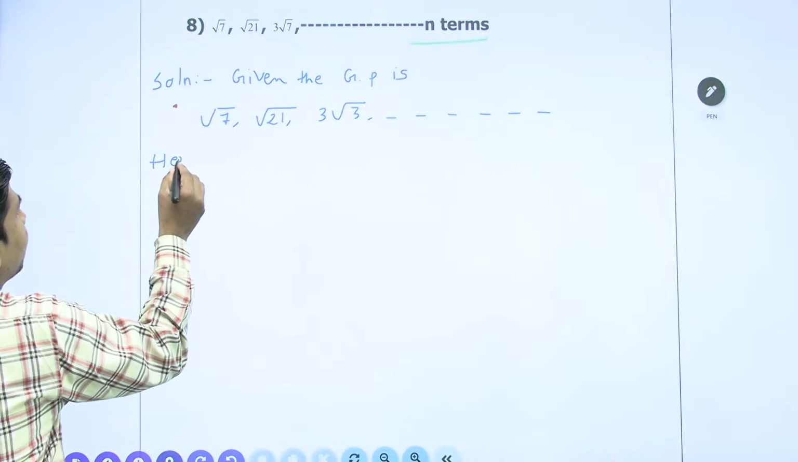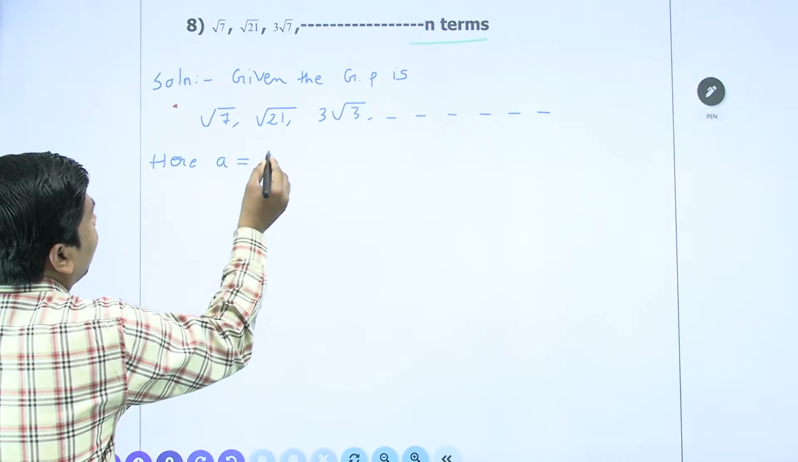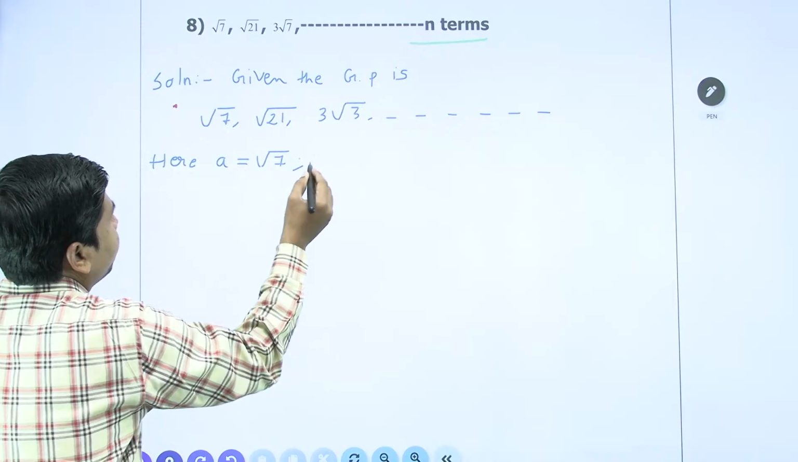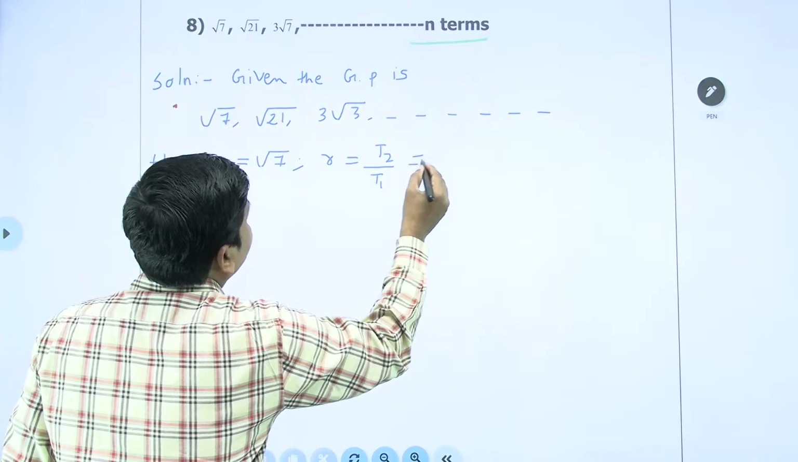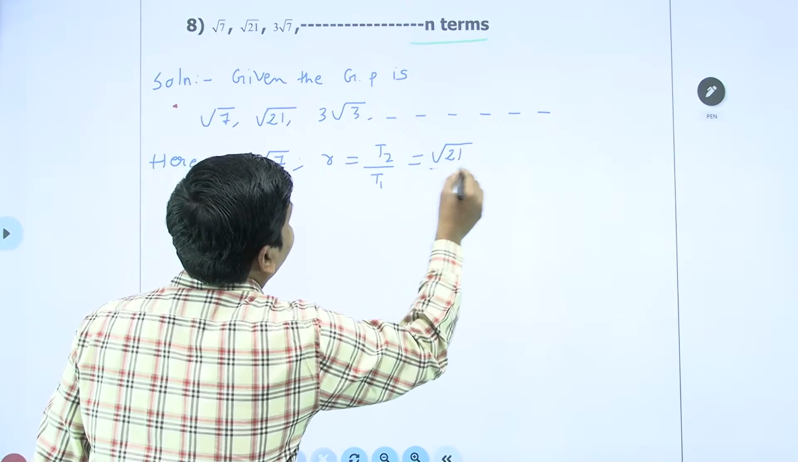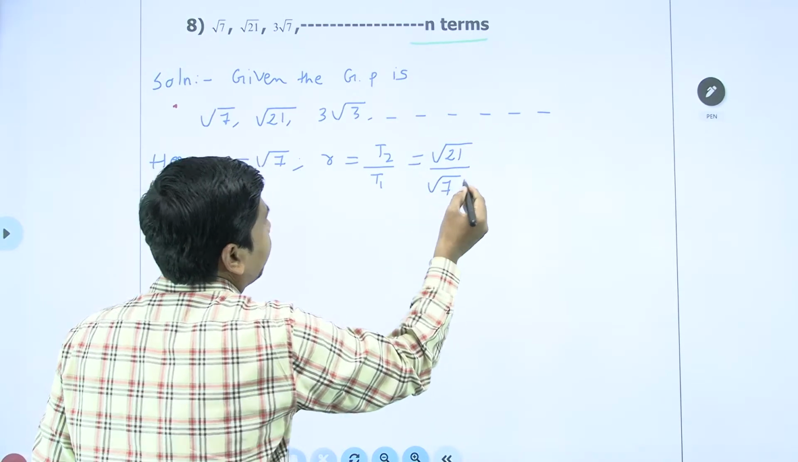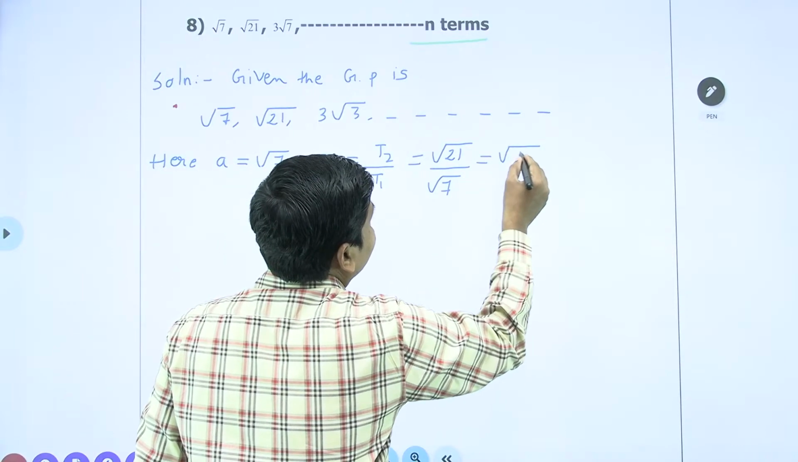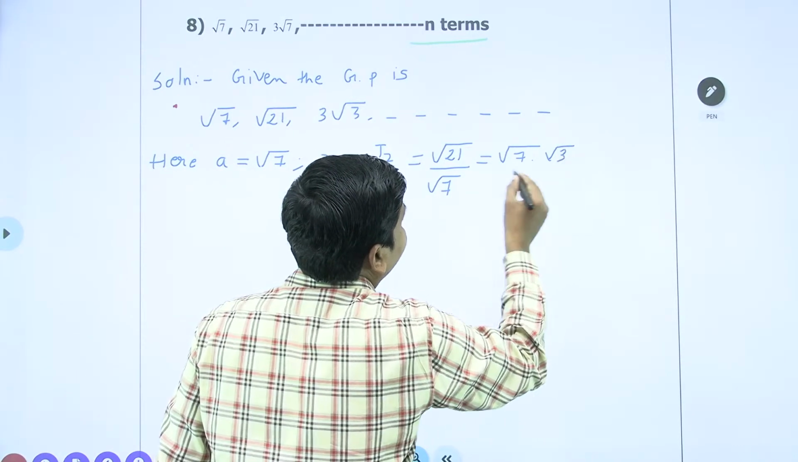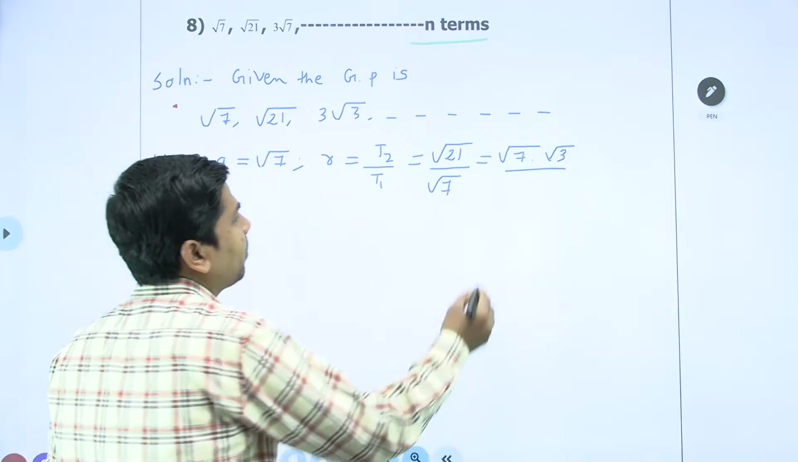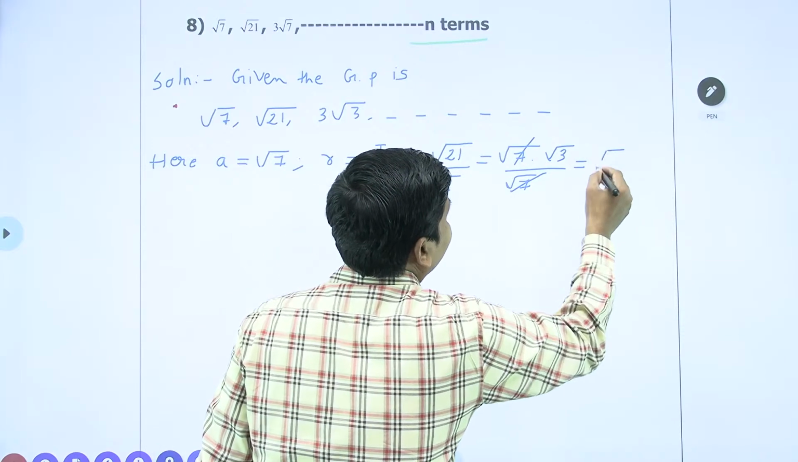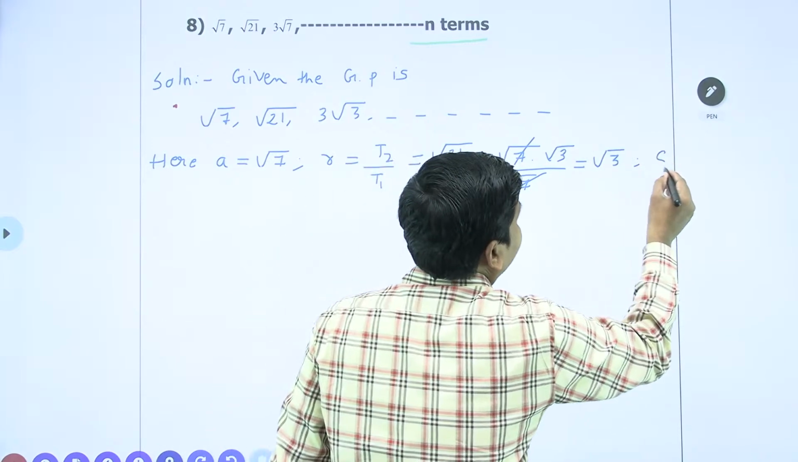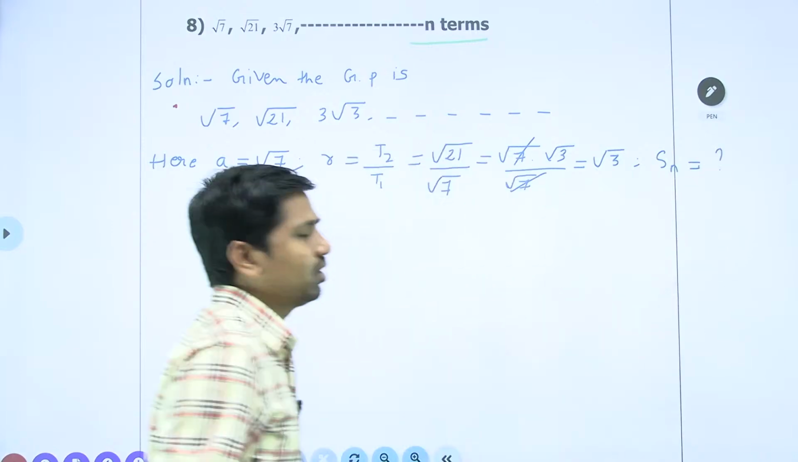Sn is question mark. Here a equal to root 7, and the common ratio is T2 by T1. T2 is root 21 by T1 is root 7. So root 21 we can write as root 7 into root 3, since 7 threes are 21. Root 21 divided by root 7, so root 7 gets cancelled. So r is equal to root 3. What you have to find? Sn, the sum of n terms.